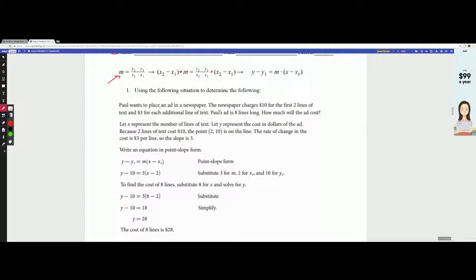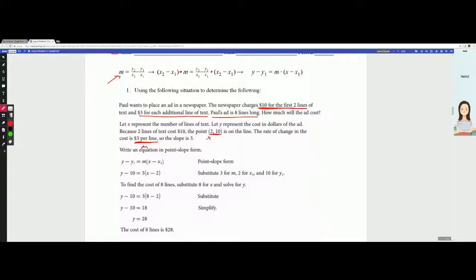So Paul wants to place an ad in the newspaper. The newspaper charges $10 for the first 2 lines of text, and $3 for an additional line of text. Paul's ad is 8 lines long. How much will the ad cost? So in this situation, we have 2 lines costing $10. That's a point in our situation. Now the rate of change is $3 per line. Okay, so that's our slope.